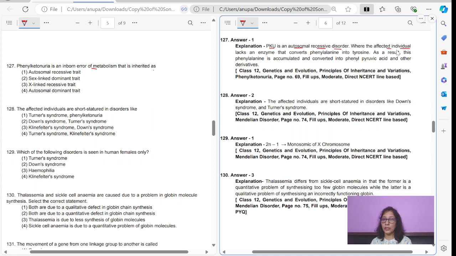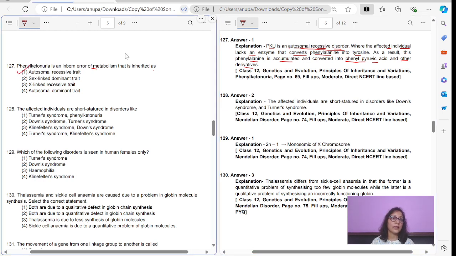Here, the affected individuals lack an enzyme that converts phenylalanine into tyrosine, and as a result, this phenylalanine is accumulated and converted into phenylpyruvic acid and other derivatives. Hence, the disease name is phenylketonuria. So the answer of this question will be that it is inherited as an autosomal recessive disorder. Autosomal recessive trait means this option is the correct answer of this question, option number 1.